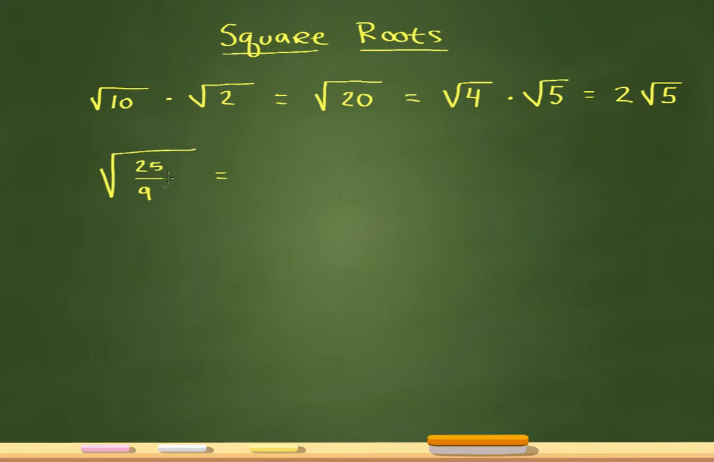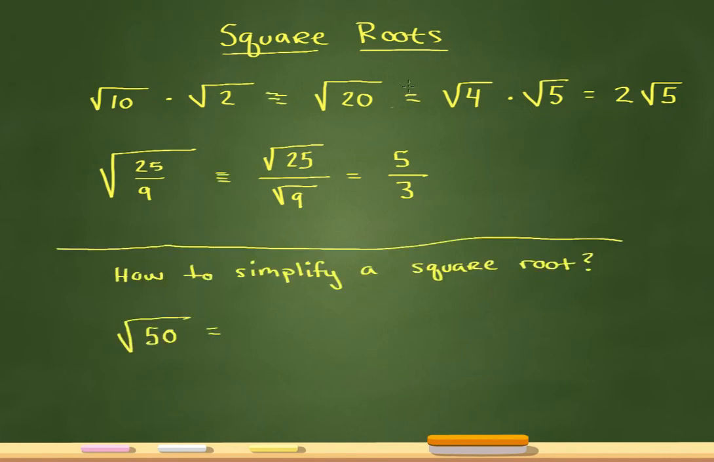Same thing goes with division and square roots. I'm actually allowed to separate these two things if I want to. So instead of the square root of 25 divided by 9 all under the same square root, I could say that's the square root of 25 over the square root of 9. And thinking of it like this is really useful because these are both perfect squares. So the square root of 25 is just 5, and the square root of 9 is just 3. So I've just simplified this thing to be 5 over 3. Okay?